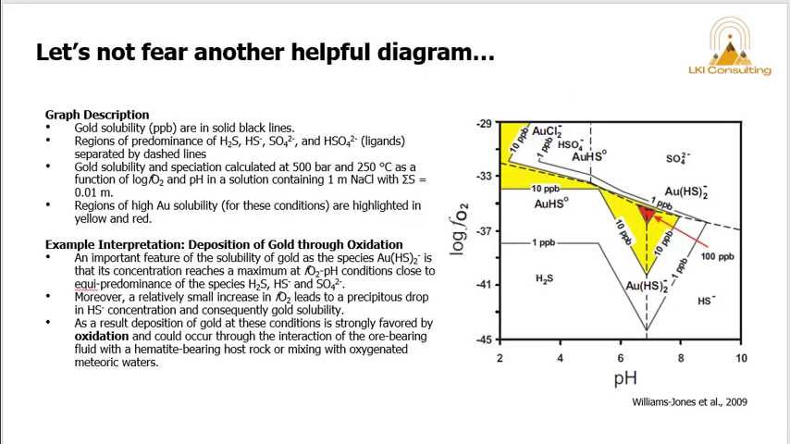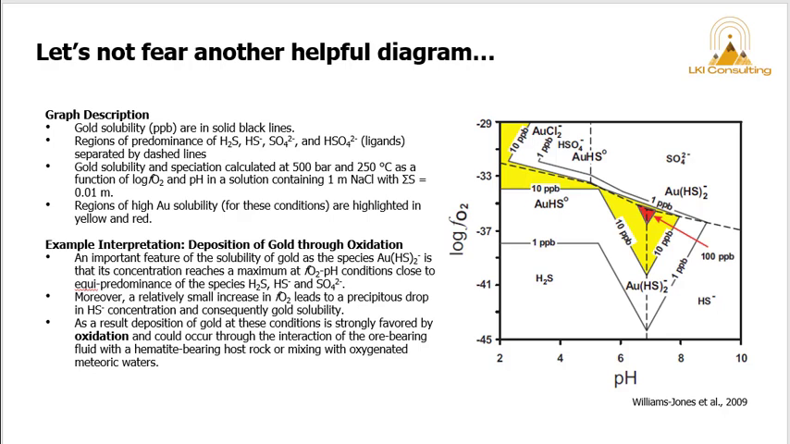So speaking of my last point, this diagram explains the transport and deposition of gold in these systems very well. Breaking down the graph, the dashed lines denote regions of predominance of ligand availability for transporting gold. Temperature, pressure, activity, etc. are predetermined in this diagram, but otherwise these are a function of oxygen fugacity and pH. Gold solubility is in the solid black lines, and where it starts getting yellow and red, those are the optimal conditions for gold solubility in this system.